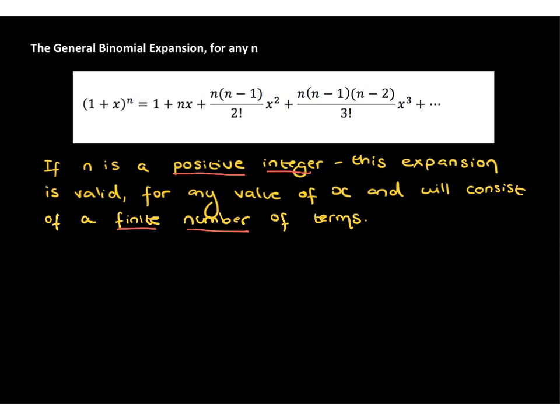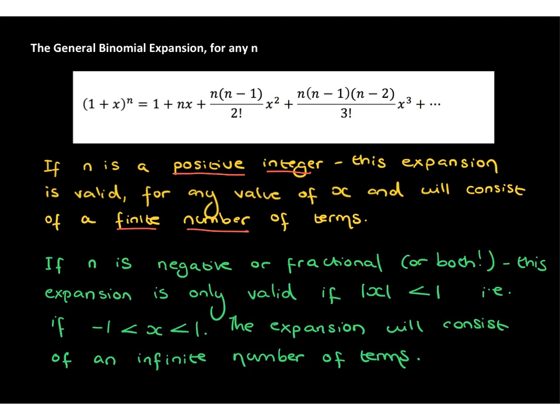Now, if n is anything other than a positive integer, so for instance, if n is a negative number or a fractional number, then this expansion is only valid if mod x is less than 1, i.e. if x lies between -1 and 1. Additionally, it's important to note that if n is negative or fractional, or possibly both, then the expansion will consist of an infinite number of terms.